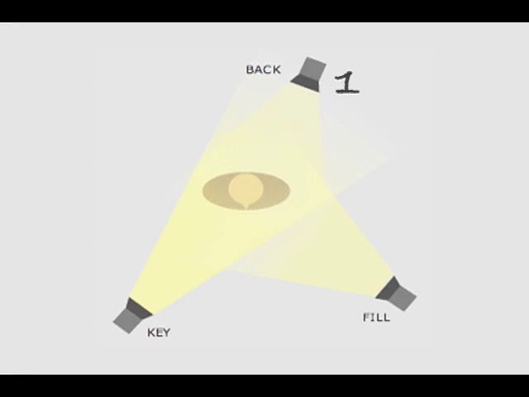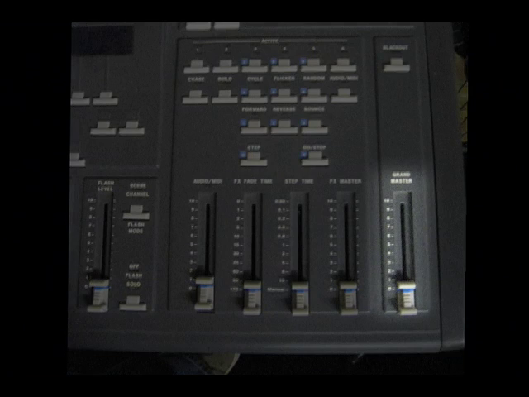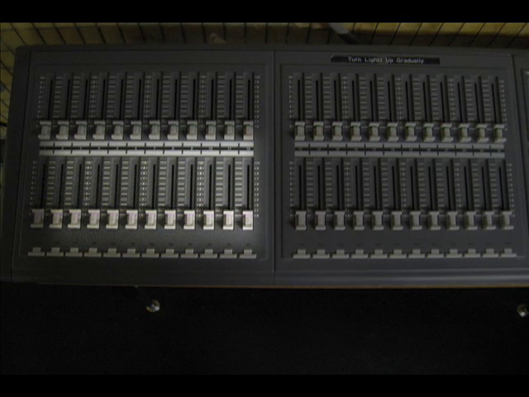Thank you. Good night. Okay, let's start with the basic three-point lighting technique. The first light you should set will be your backlight. This separates the subject from the background and provides a three-dimensional look. Bring up the master fader to just about 80%, then slowly bring up the fader on your selected backlight until you see a nice halo of light around your subject.